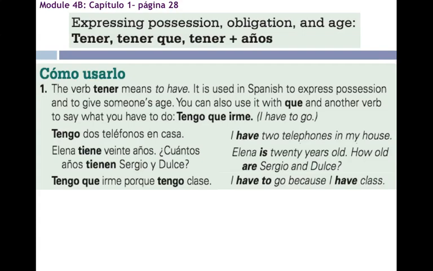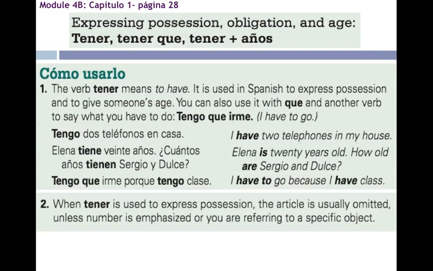And those are the 3 uses of tener that we're going to go over. Having things like 2 teléfonos, having age like tiene 20 años, and having to do something like tengo que irme, having to go somewhere. Along with that, when tener is used to express possession, the article is usually omitted unless number is emphasized or you're referring to a specific object. Like tengo 2 teléfonos, you're using a number there, so you're using something specific.